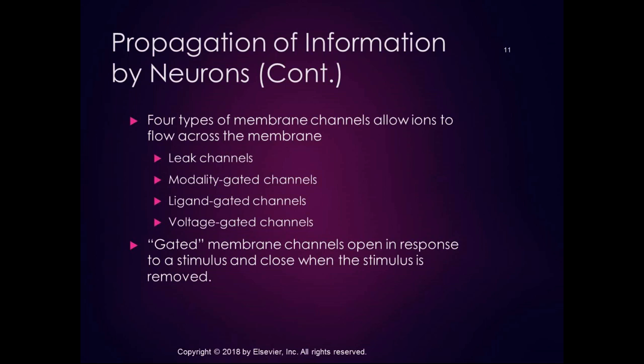So in order to rapidly change that electrical potential, we need to have membrane channels, because there needs to be a way for the ions to flow across the membrane. So we have these proteins that are embedded in the phospholipid membrane of the cell that allow ions to flow across the membrane. And there are 4 different types, and we'll talk about each of these individually. One of them, the leak channel, is passive. They're always open. And then 3 of them, modality-gated channels, ligand-gated channels, and voltage-gated channels, open in response to a stimulus and close when the stimulus is removed.